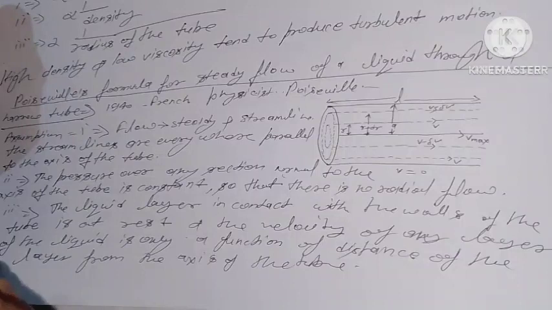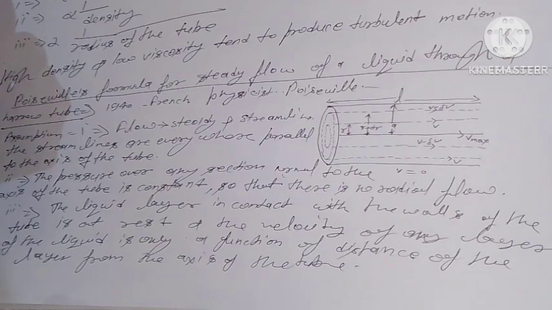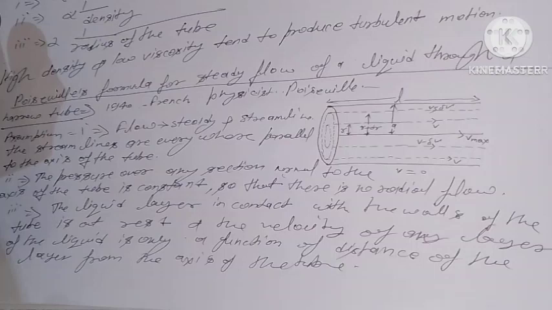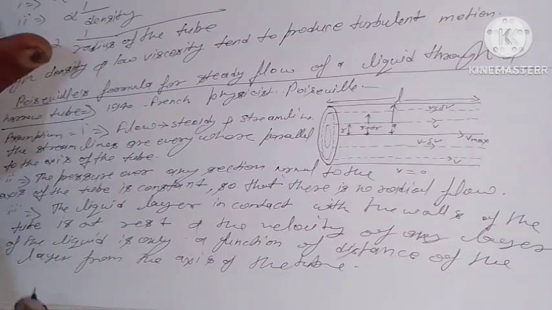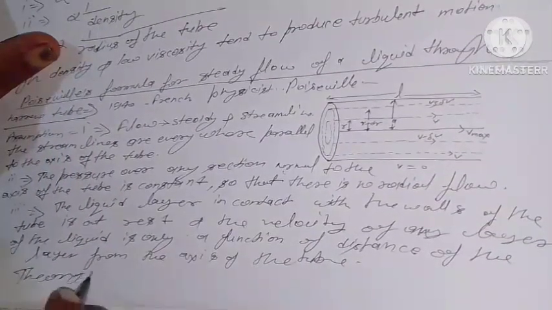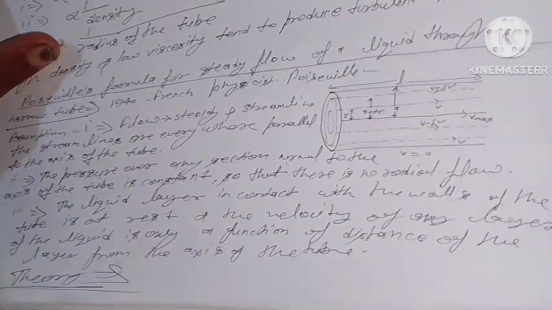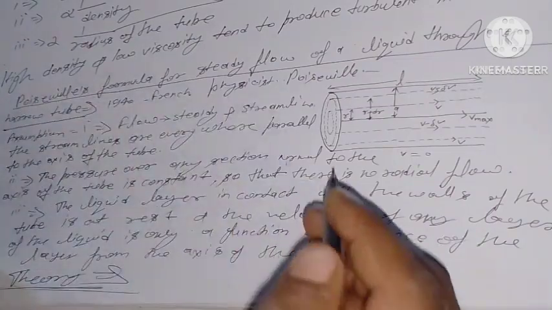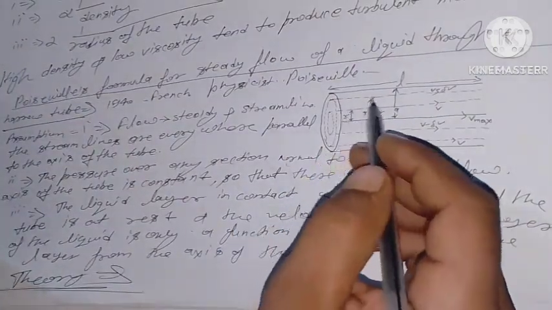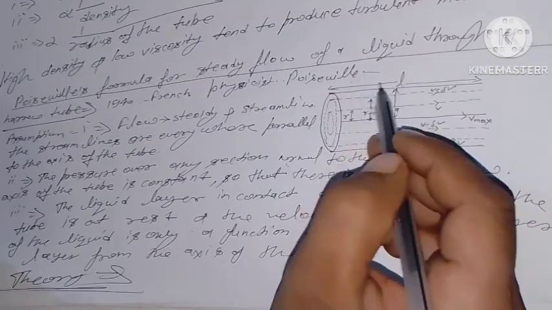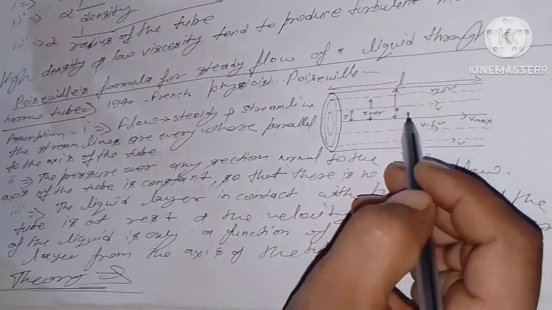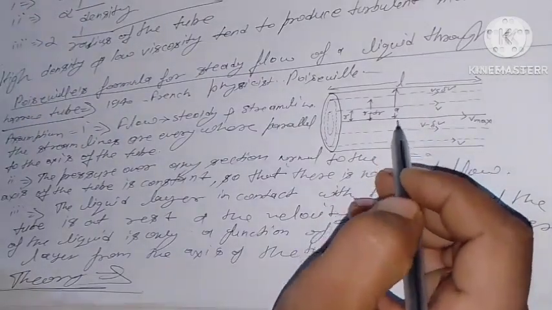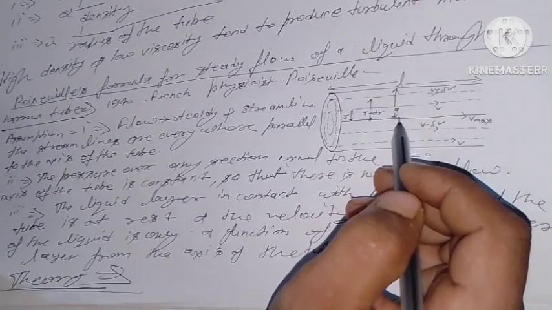Poiseuille determined the viscosity of a liquid by measuring the volume of the liquid flowing through a capillary tube. Theory: consider a capillary tube of length L and radius a.